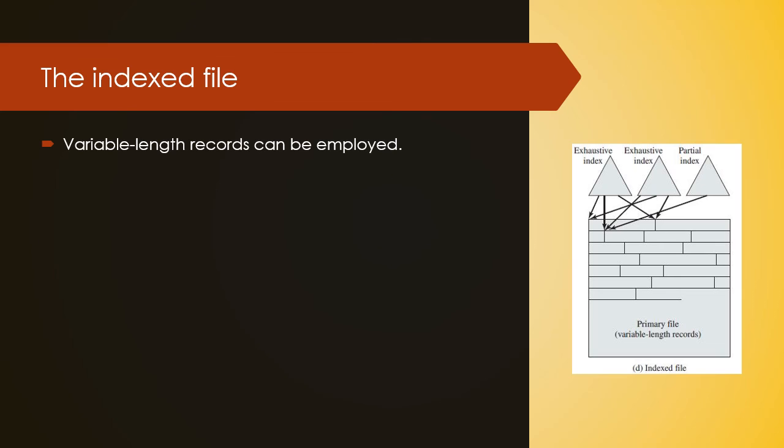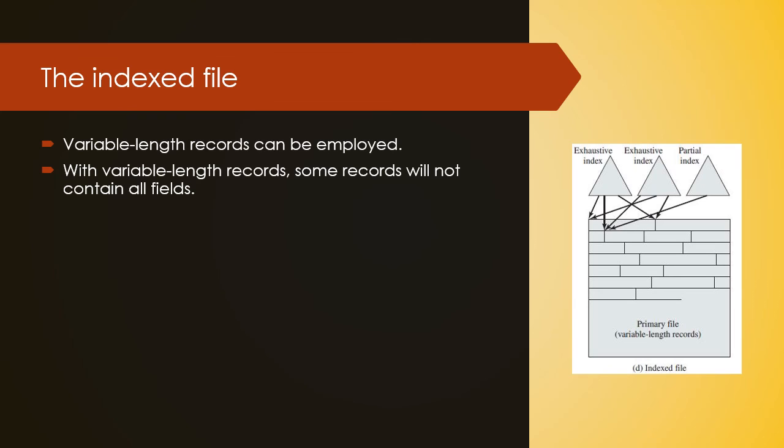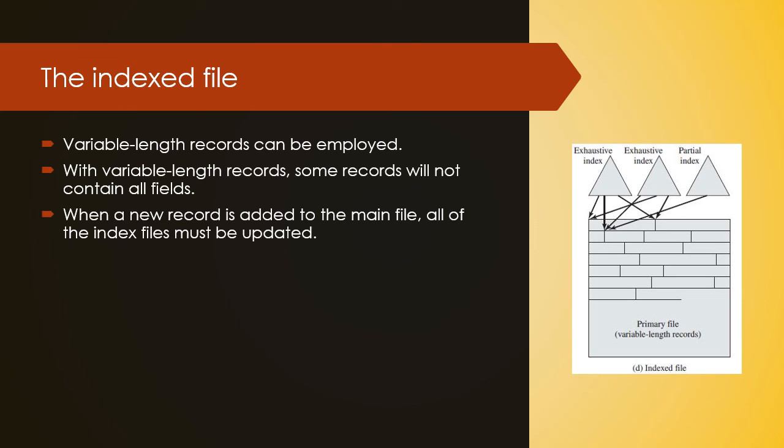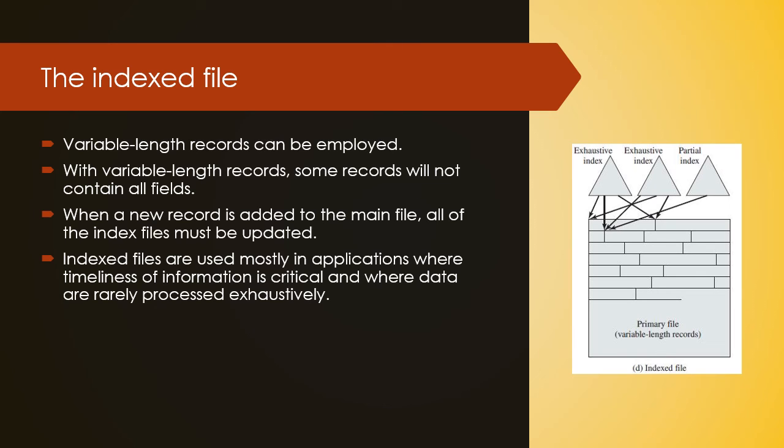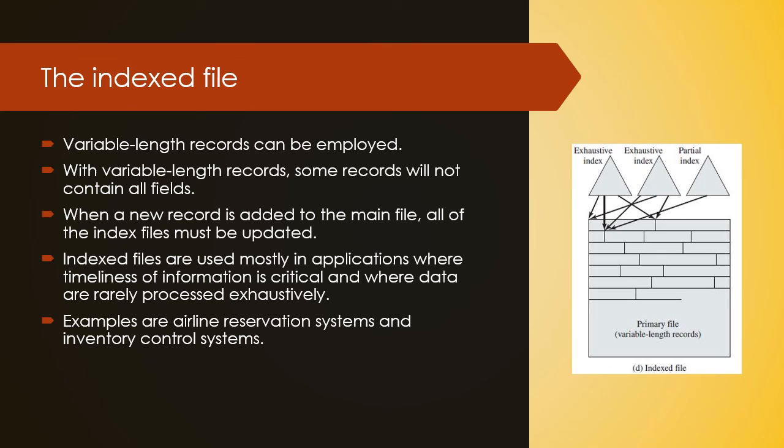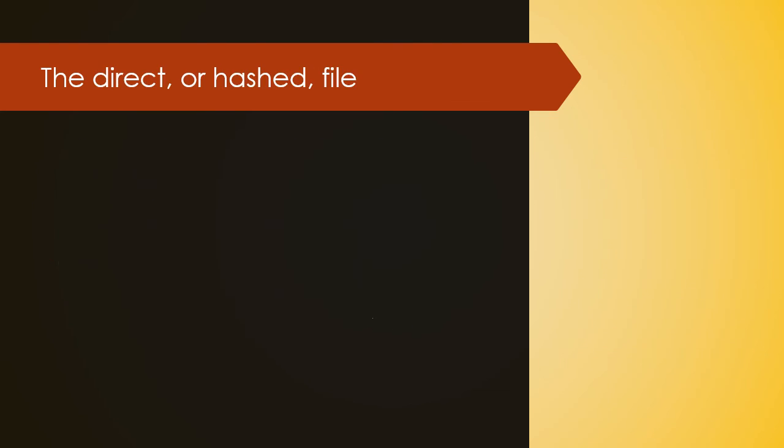In the indexed file, variable length records can be employed. With variable length records, some records will not contain all fields. When a new record is added to the main file, all of the index files must be updated. Indexed files are used mostly in applications where timeliness of information is critical and where data are rarely processed exhaustively. Examples are airline reservation systems and inventory control systems.